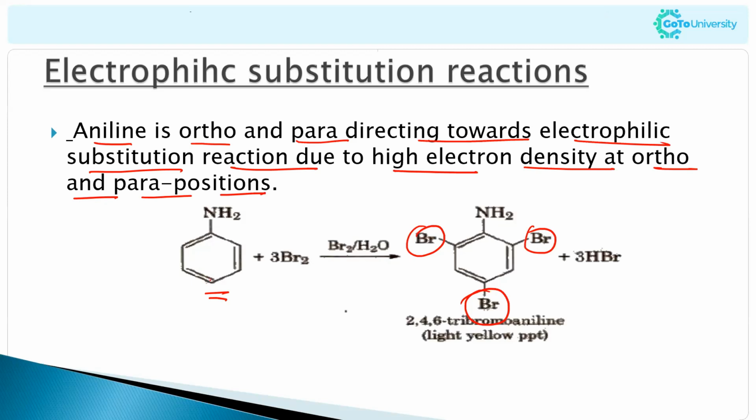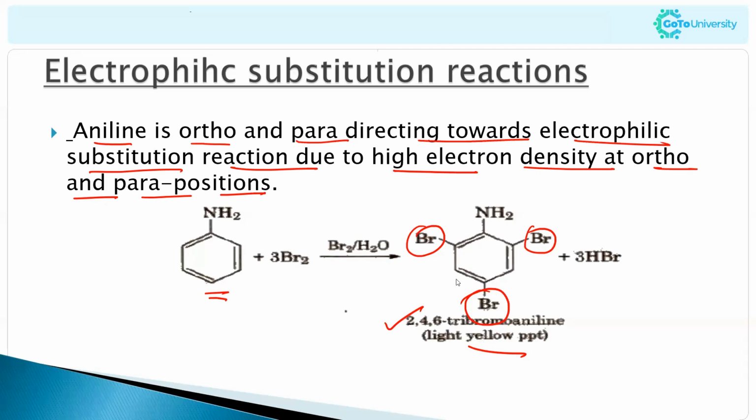So where they are doing this substitution is important. And this is called 2,4,6-tribromoaniline. Now here, this is a light yellow colored precipitate, that also you have to remember. So the color of the precipitate is also important. Write it.